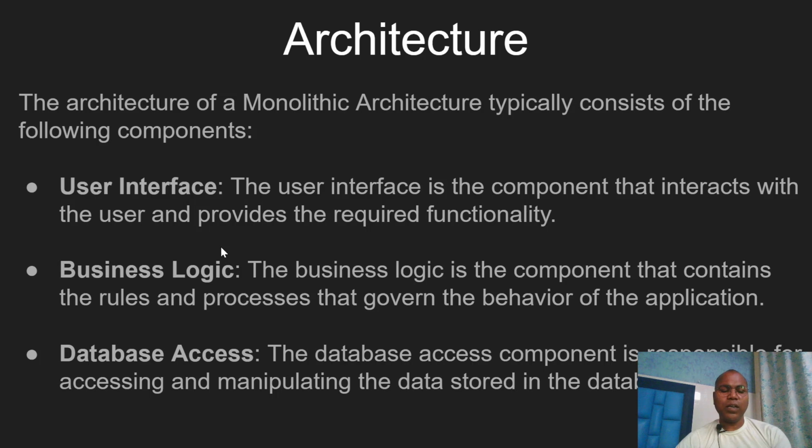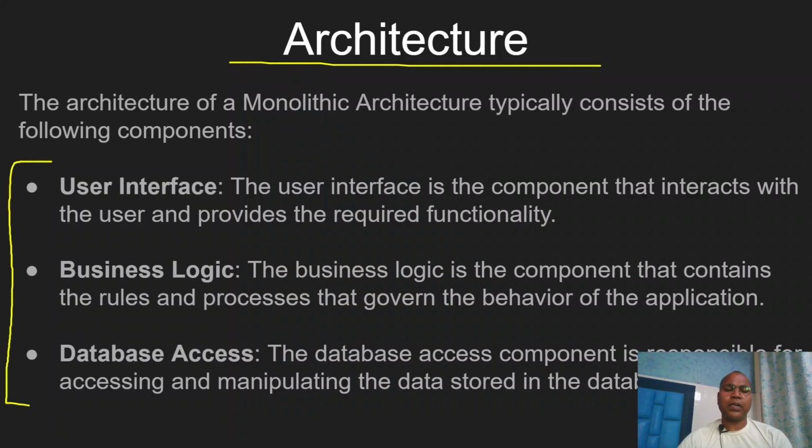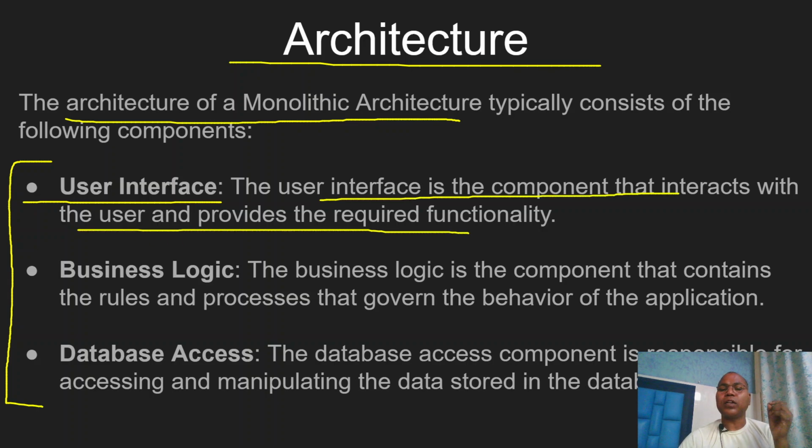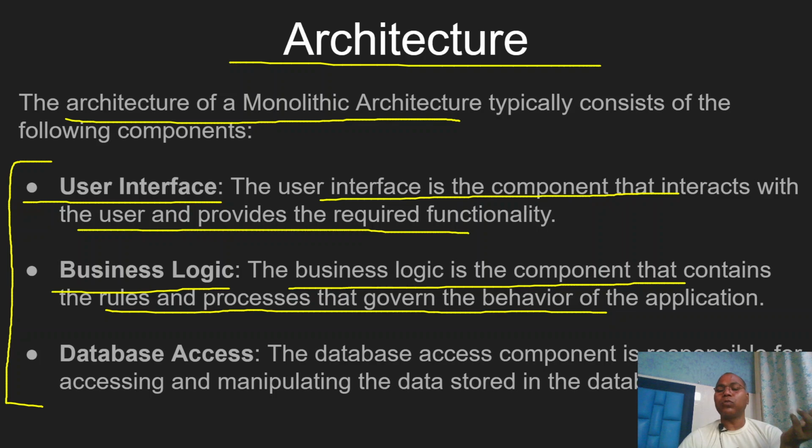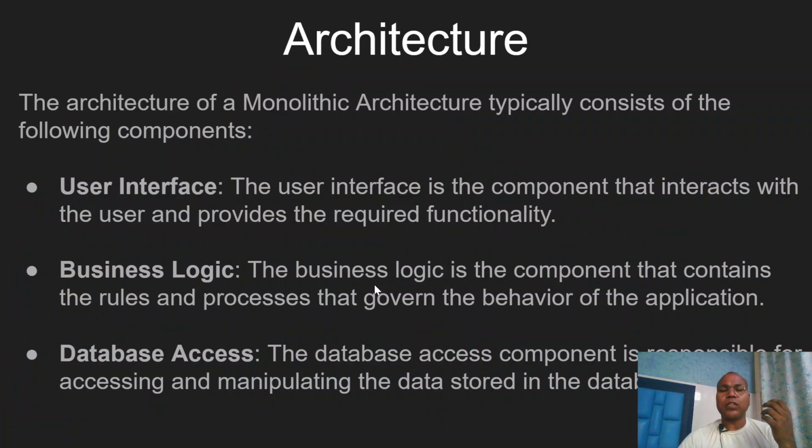In general, monolith architectures follow a basic architecture, meaning the logical structure of your application or system. The architecture pattern of a monolith has the user interface, the interface that interacts with the user and provides the required functionality. Then the business logic, a component that contains the rules and processing governing all the business rules for the application. And the data access, where the database component is responsible for accessing, storing and managing data. So any monolith or single code base application has three high-level components: user interface, business logic, and data access.